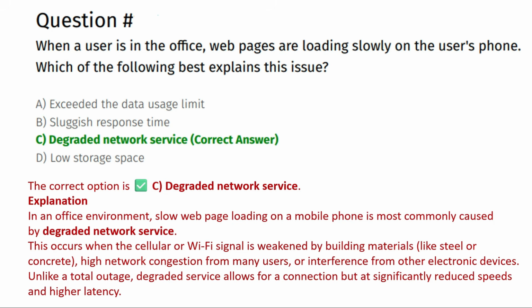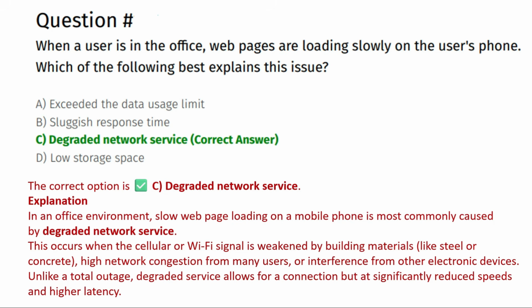The next question is, when a user is in the office, web pages are loading slowly on the user's phone. So which of the following best explains this issue? Option A, exceeded data usage limit. Option B, sluggish response time. Option C, degraded network service. Option D, low storage space.